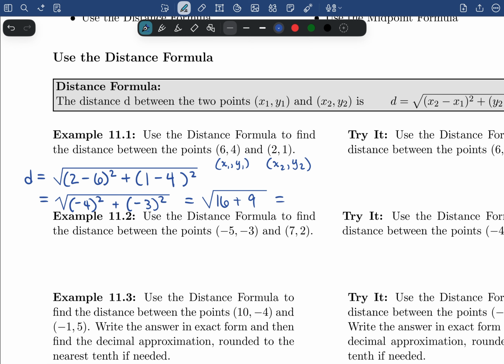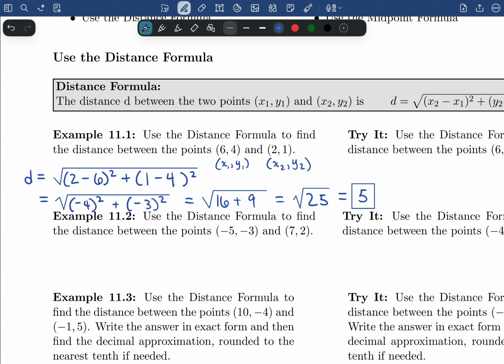And I'm going to now simplify even further. 16 plus 9 is 25 under a square root. Well, I got really excited just now because I realized 25 is a perfect square, right? So the square root of 25 comes out nice and clean. The answer is 5. All right, we're done with example 11.1. Okay, let's move on to example 11.2.